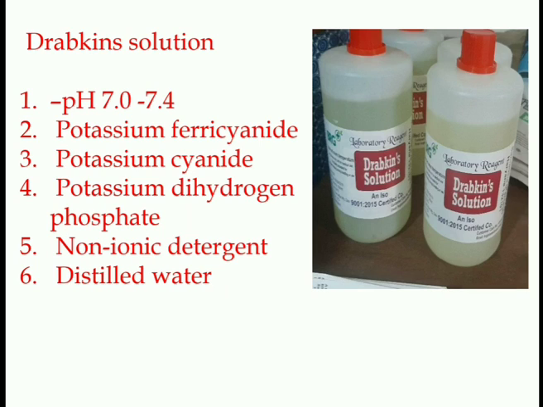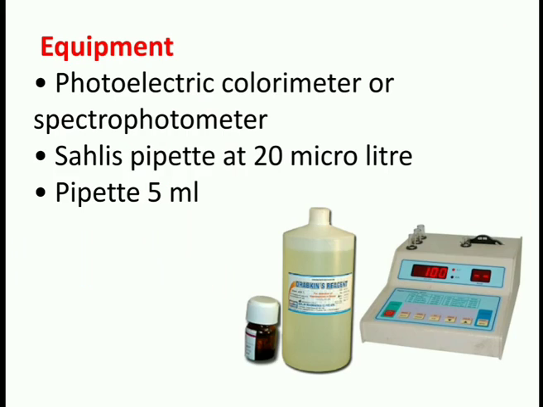Drabkin's solution has a pH of 7.0 to 7.4. It contains potassium ferricyanide, potassium cyanide, potassium dihydrogen phosphate, non-ionic detergent, and distilled water. For this method, we need photoelectric colorimeter or spectrophotometer, Sahli's pipette of 20 microliter and pipette of 5 ml.